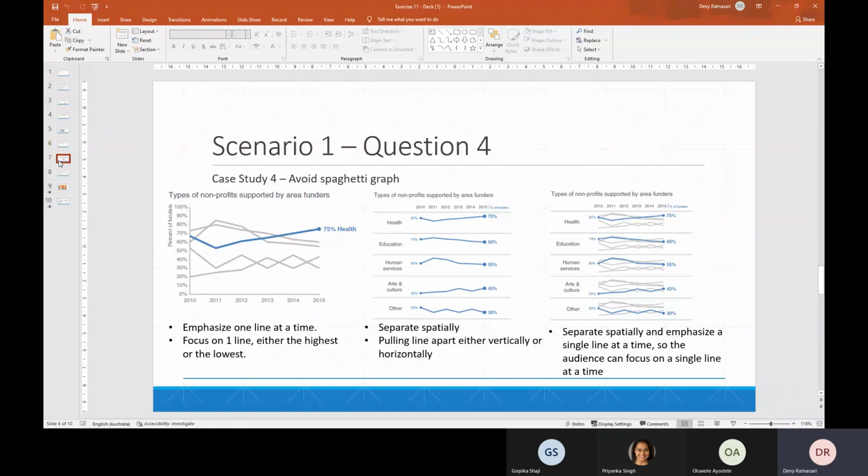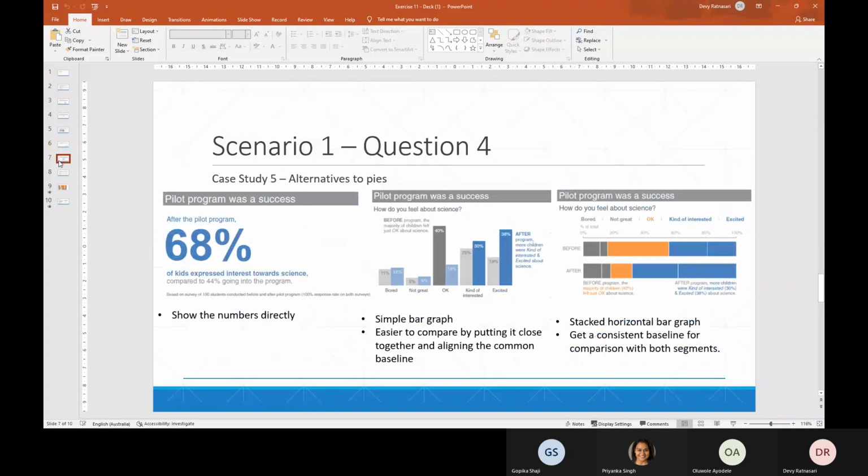And case number 5, alternatives to pie chart. So what we can do, the first one, we show the number directly, like at the start of the presentation. Like for this one, we just highlight 68% after the pilot program was successful. So the audience can see the topic that we want to talk about.